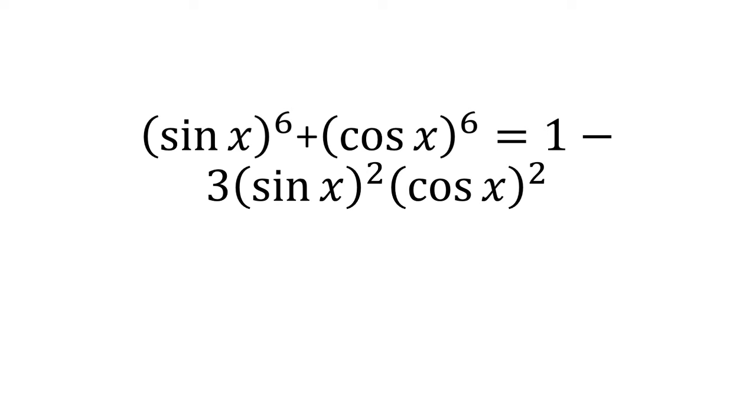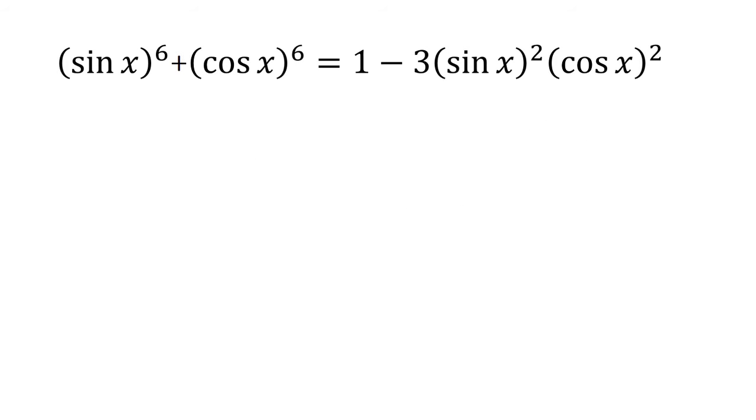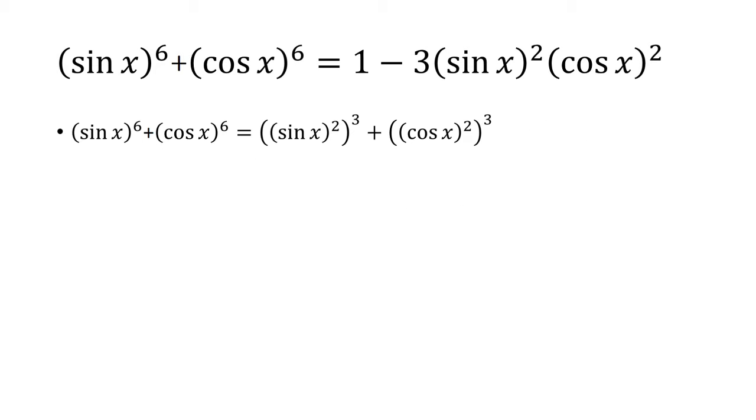In this video, we'll be proving sine x to the 6th plus cosine x to the 6th equals 1 minus 3 times sine squared times cosine squared. So the first thing we're going to do is rewrite sine to the 6th as sine squared cubed and cosine to the 6th as cosine squared cubed. And now we want to look at the sum of two cubes.